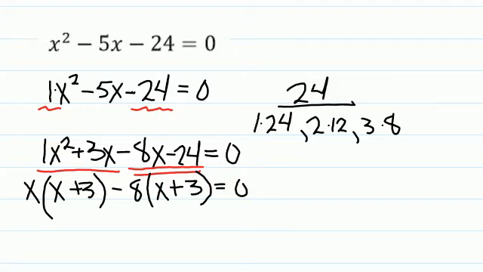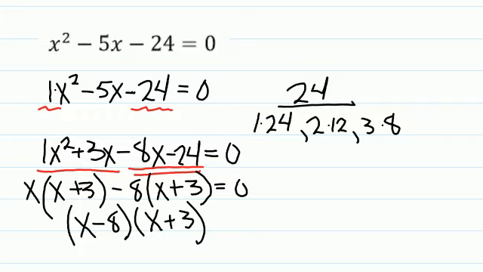Lo and behold, I have two factors that are the same, x plus 3, x plus 3. And I factored from these 4 terms, x and minus 8. So I'm going to rewrite this as x minus 8 times x plus 3. Notice how these two expressions become one factor, and then these two expressions become another. Okay.